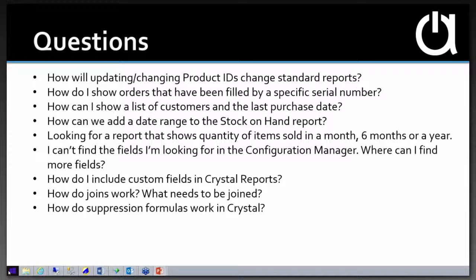So another one, we're looking for a report that shows quantity of items sold in a month, 6 months, a year, kind of in buckets. Some people may refer to this as a turns report, but a turns report and a how many did I sell in a given period report are a little bit different. The turns report typically is how many times have I turned my inventory over. I want how many times did I buy it and sell it and buy it and sell it, not necessarily just how many have I sold.